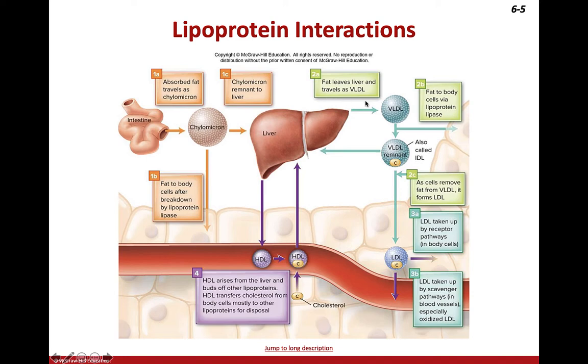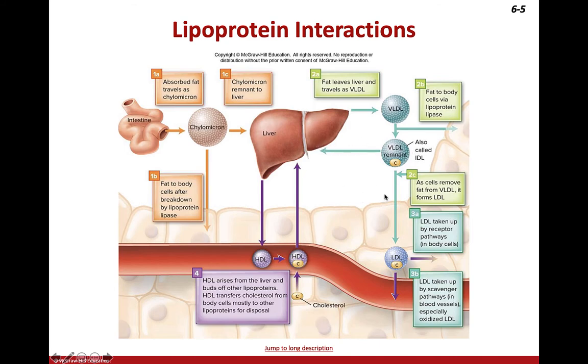Second, we're looking at fat that's leaving the liver, and that travels as VLDL. Now, the fat moves on to the body cells, and it moves there through lipoprotein lipase. And what we have now is another remnant. That remnant may also be called IDL, or intermediate lipoprotein, and that is going to move on to the liver.